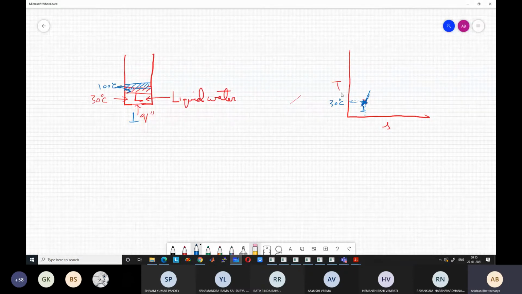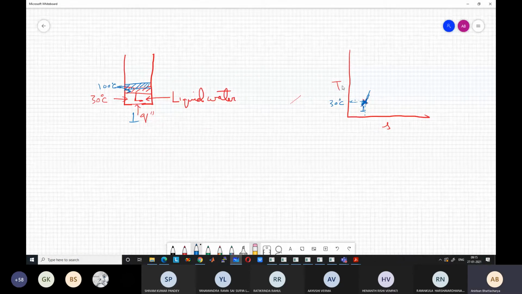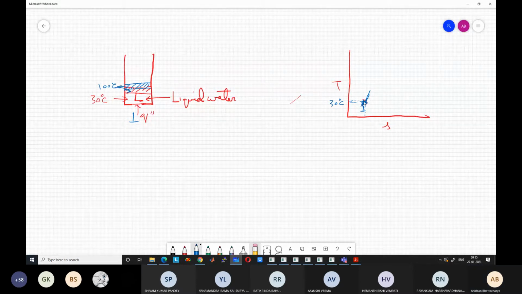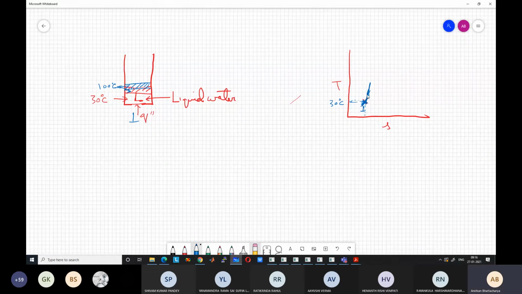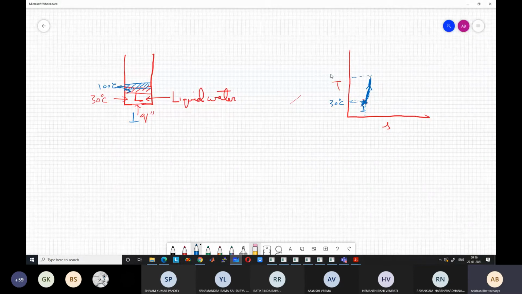This can be shown here using this constant pressure process. The heating was occurring at constant pressure, you remember. And now we are at 100 degrees centigrade, we have reached this state. Constant pressure lines are slightly slanted towards the right hand side, so a slight increase has occurred in the entropy.